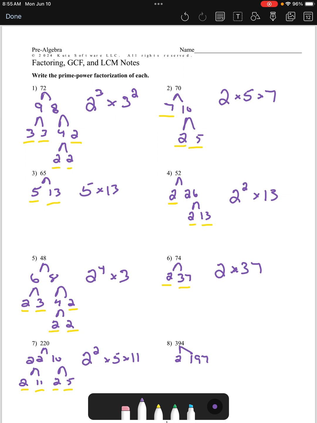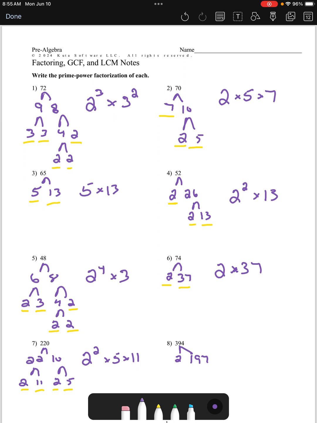Oh, 197 certainly doesn't divide by 2. Does it divide by 3? Let's see, 1 plus 9 is 10. 10 plus 7 is 17. So if I add up the numbers that make 197, I get 17. And 17 does not divide by 3, so I know 197 won't divide by 3. So that knocks out 3. 5 won't work. 7 I don't think works. I am starting to suspect that 197 might be prime.